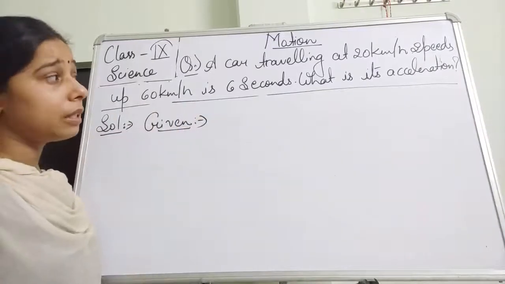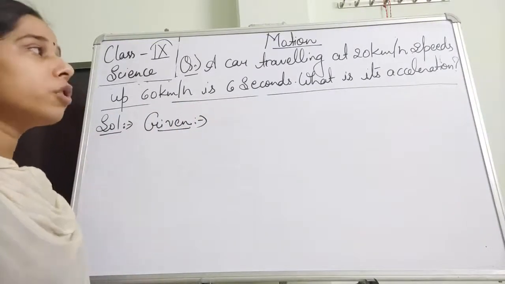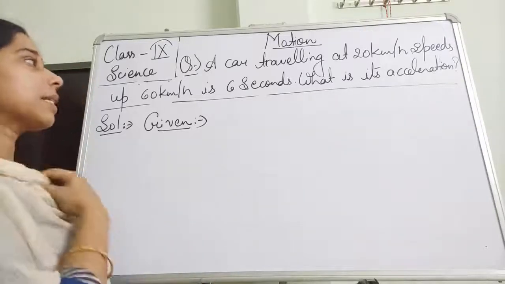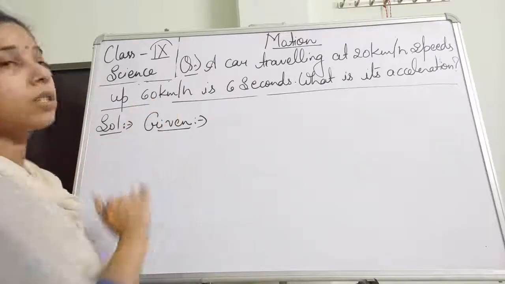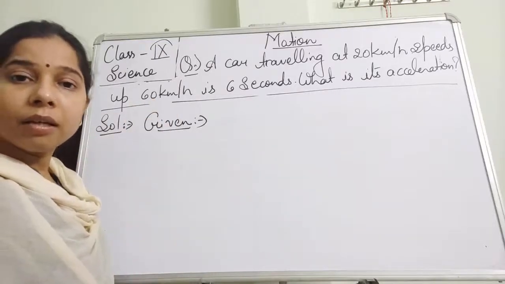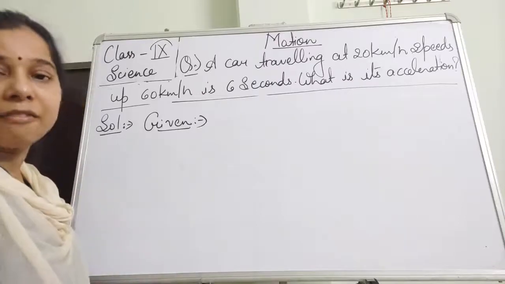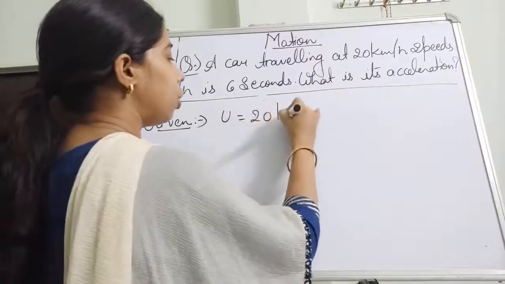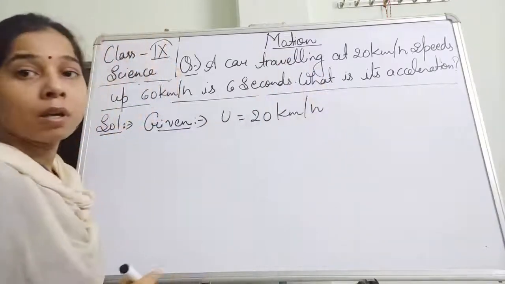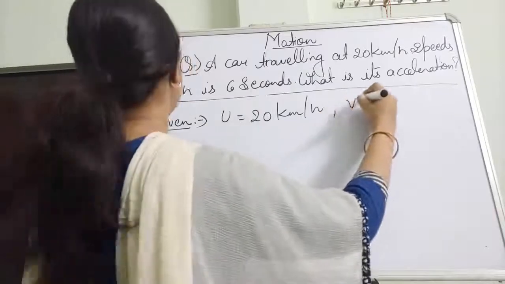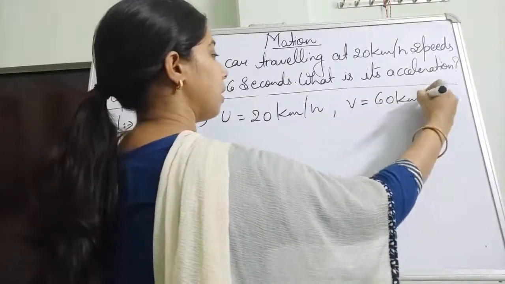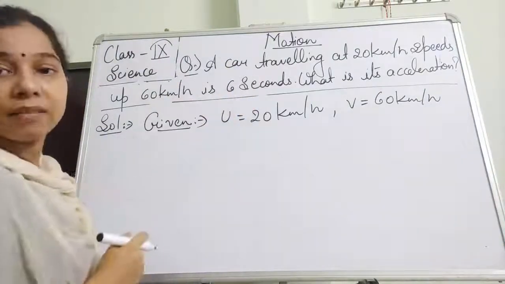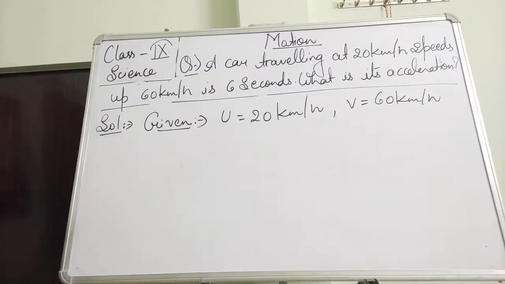Now let us see what the things given here are, students. The car started with 20 km per hour, and after 6 seconds its speed increases to 60 km per hour. So here initial velocity is given and final velocity is given. Initial velocity is equal to 20 km per hour, and final velocity is 60 km per hour. Now we have to convert this into meter per second, because the time is given in seconds.